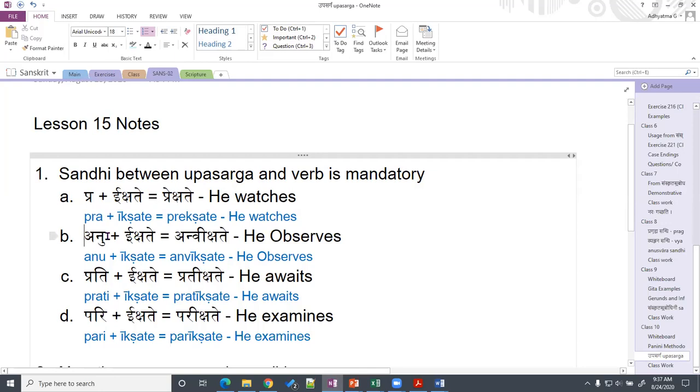If you add the word anu, it becomes anvikshate. O plus I becomes V, yana sandhi. Okara followed by Ikara becomes Vakara. Anvikshate, he observes. Then if you use the word prati as a prefix, pratikshate, he awaits. And pari, if you add, it becomes he examines. So you can see there is some connection in the meanings, but the meaning changes. And in some cases, the meaning doesn't change.